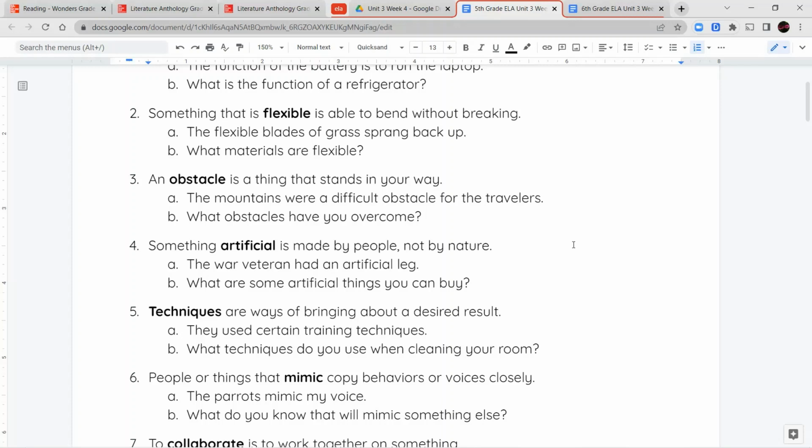Next, we have the word artificial. Artificial means something that's not made by nature. It's something that's usually made by people. So the war veteran had an artificial leg. So something that is man-made, it's not something that comes from nature.